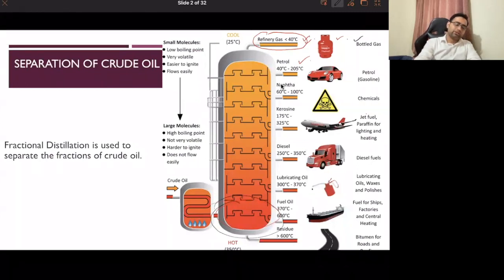Number one is LPG, which is used for LPG gas. Second is petrol, which is used for vehicles or cars. Naphtha is a main ingredient for many chemical industries. It is used to make different chemicals. Kerosene is used for jet fuels, diesel, and these are the uses of different fractions which we separated by using fractional distillation of crude oil.